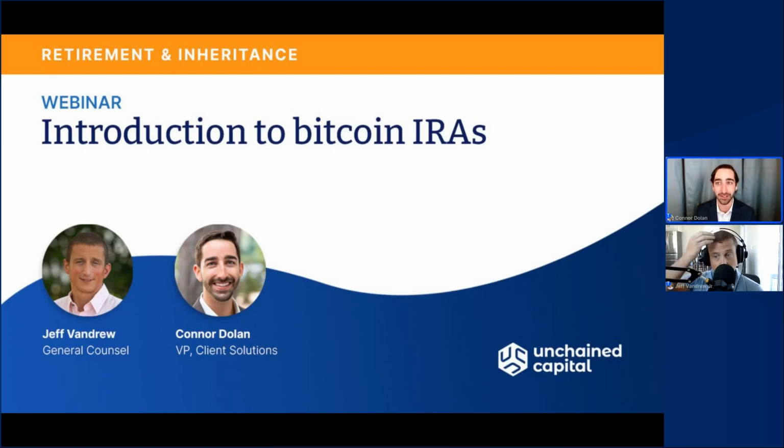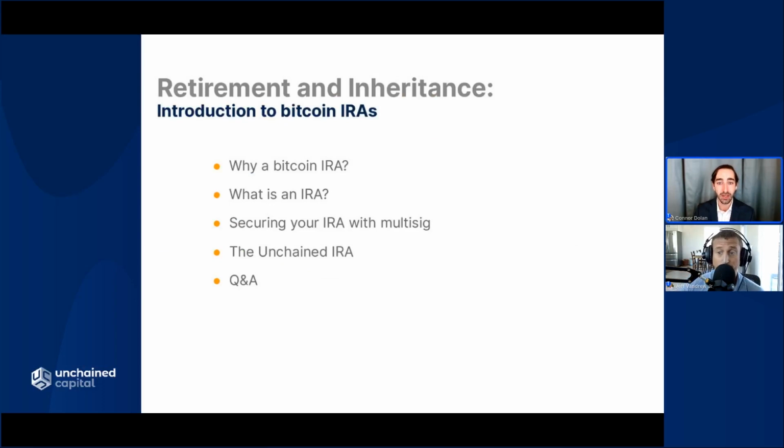With that, let's take a look at the agenda for today's discussion. In just a moment, I'm going to pass the baton over to Jeff to cover why one should consider setting up a Bitcoin IRA. We'll talk through the broader tax advantages of IRAs in general, as well as the different types of IRAs that you could potentially set up. Then we'll take some time talking through the importance of controlling your private keys to your Bitcoin and how you can do that within the context of the Unchained IRA. Then finally, we'll open it up to questions from the audience. So with that, I think we are ready to get started. Thanks everyone for joining us today. Mr. Vandrew, the floor is yours.